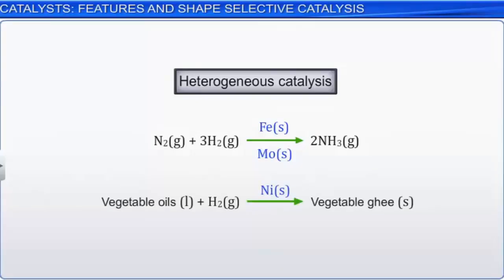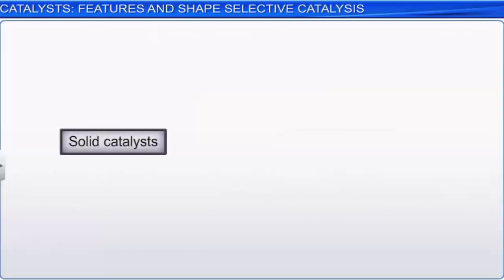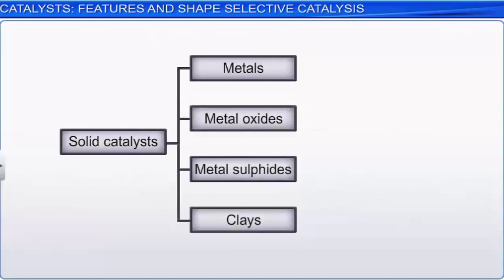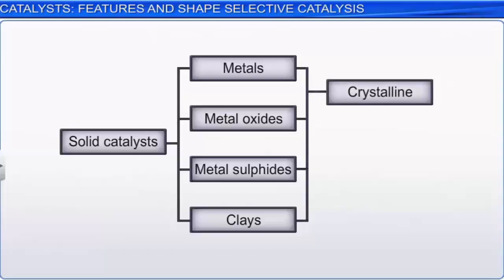From the earlier discussions, you are already aware that most heterogeneous catalysts are solids and that they act on the substrates in liquid or gaseous reaction mixtures. These solid catalysts may be metals, metal oxides, metal sulfides, or clays. They may be used in their pure form or in the form of their mixtures. Further, they may be crystalline, microcrystalline, that is, in the form of fine particles, or amorphous.